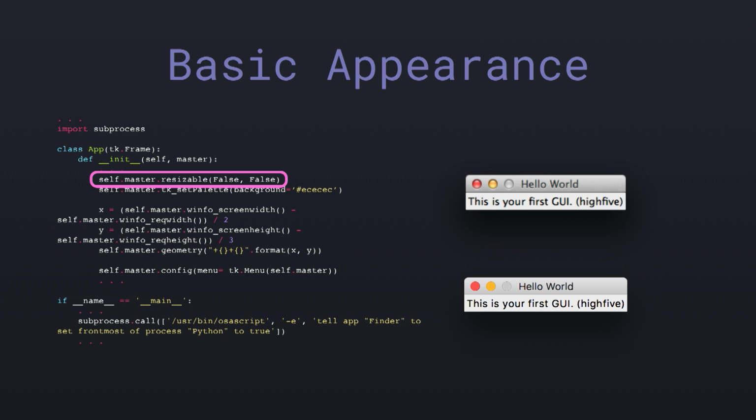So whatever the window ends up as for a size after we put all of our content into it, it's going to stay that size and they can't resize it. And you can see that on the right-hand side, the green button for maximizing the window is now grayed out.